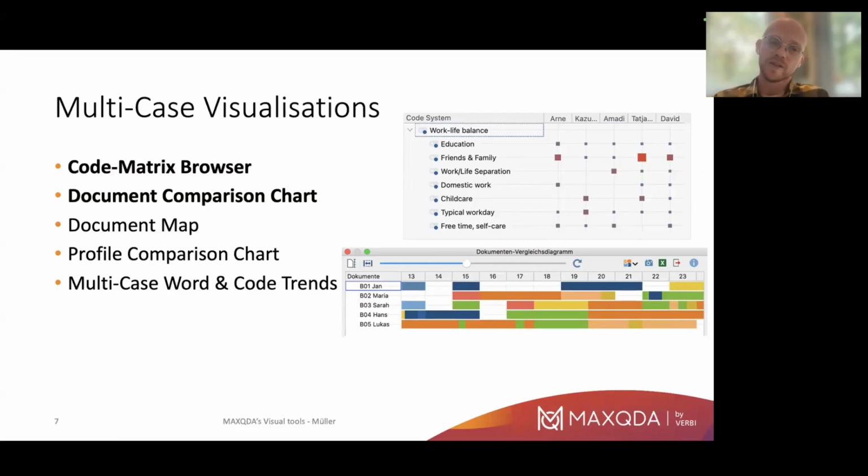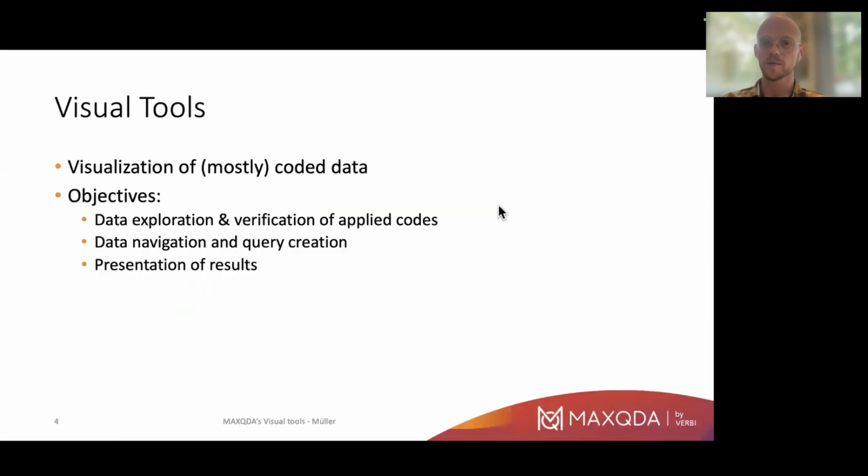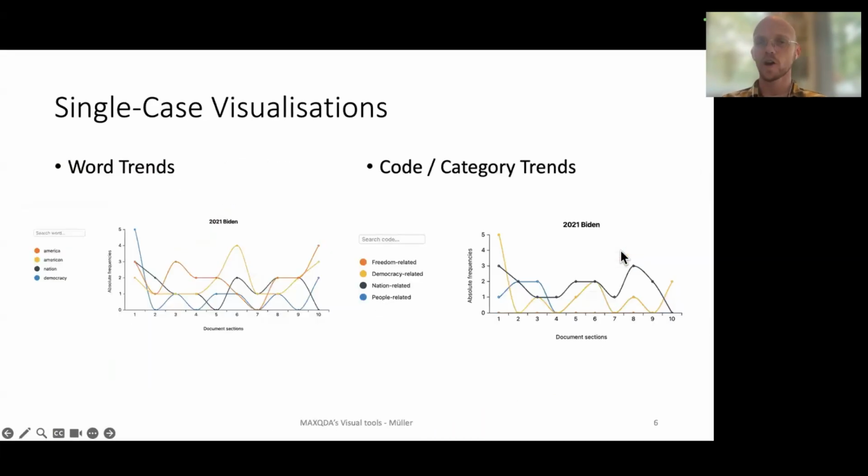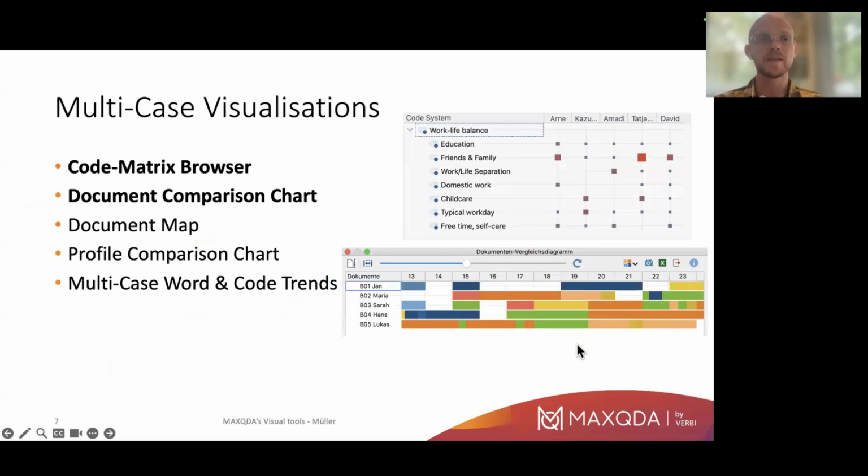Another tool, or the second tool that I want to highlight as part of the multi-case visualizations, is the document comparison chart. It will be quite easy for you to understand because it's very similar to the code line that I showed you earlier. Remember the code line? It was this one here. And the document comparison chart is basically a code line for multiple documents at once. It's a little bit less detailed, but it gives you a better overview.